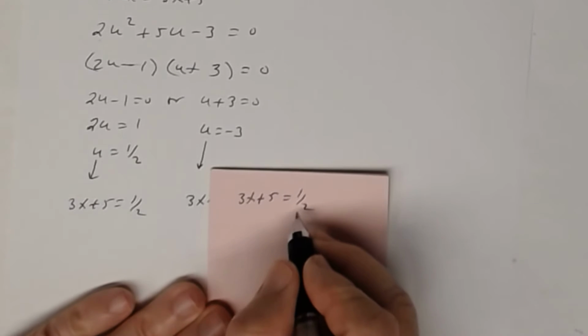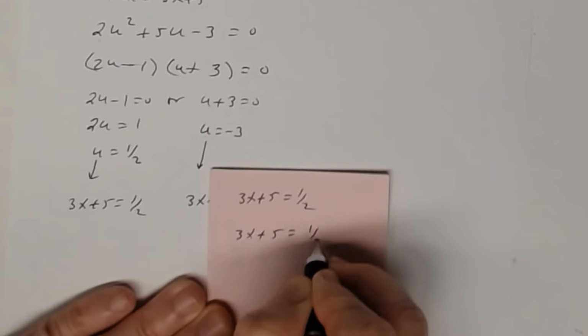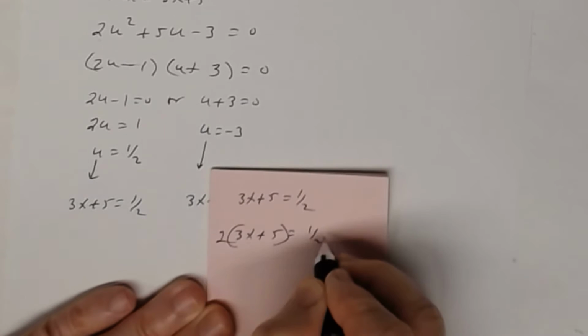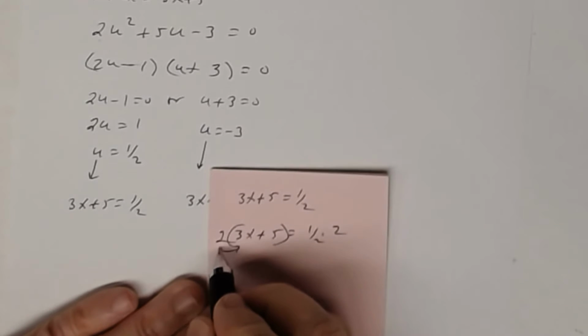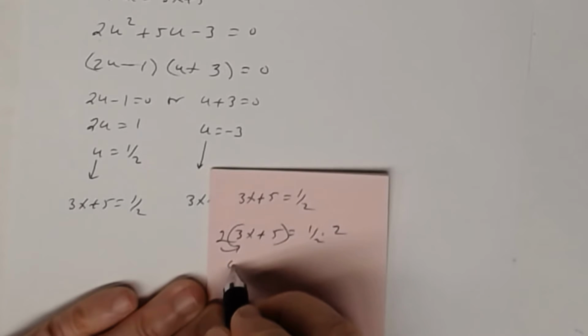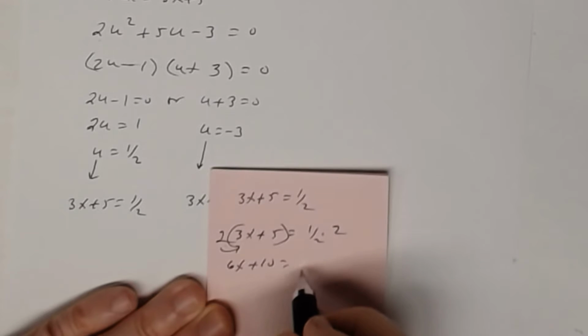My least common denominator is 2, so I'm going to go ahead and multiply. Let me rewrite this over. I'm going to multiply both sides by 2. What I do to the left, I do to the right. What I do to one side, I do to the other. Now I'm going to distribute. 2 times 3x is 6x. 2 times 5 is 10 equal, and then a half times 2 is 1.